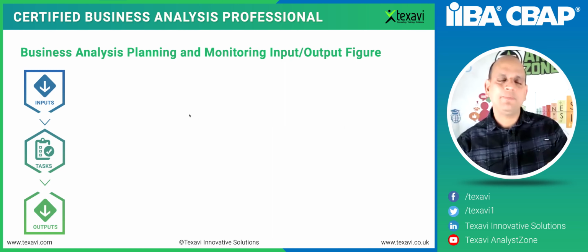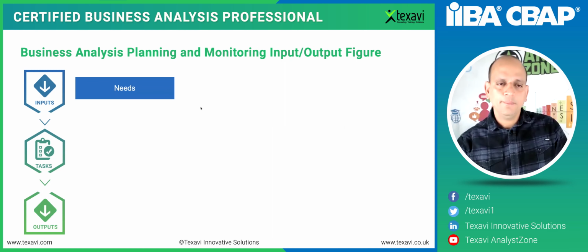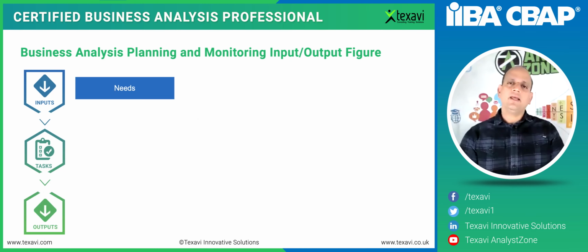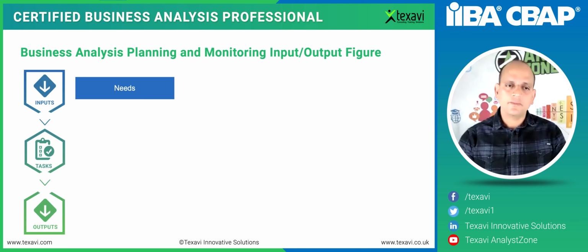So for this particular knowledge area, business analysis planning and monitoring, the inputs are basically the needs of the stakeholders. Sometimes, as we discussed, they're expressed explicitly, like I want to have a customer relationship management system. I want to manage the customers better. Sometimes they say, you know what, we need an application where we can just store the information.